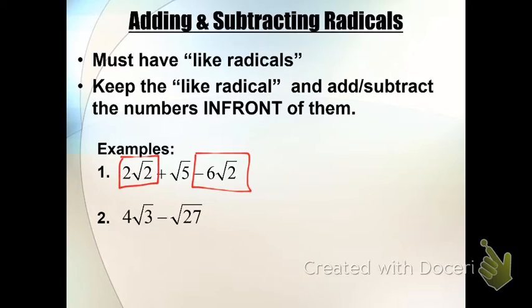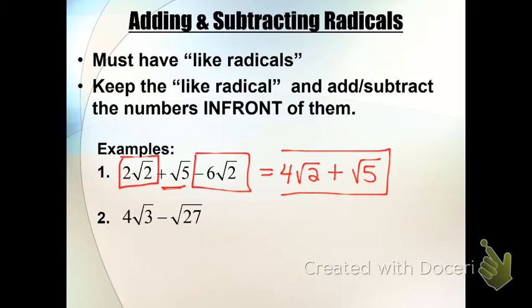So to put those together, if I have 2 of something and negative 6 of something, 2 plus negative 6 is negative 4. So those two combine to become negative 4 root 2. Now this root 5 didn't have a like term, so it's just going to stay there as a root 5. I can't put it together with the root 2 because they're not like terms.